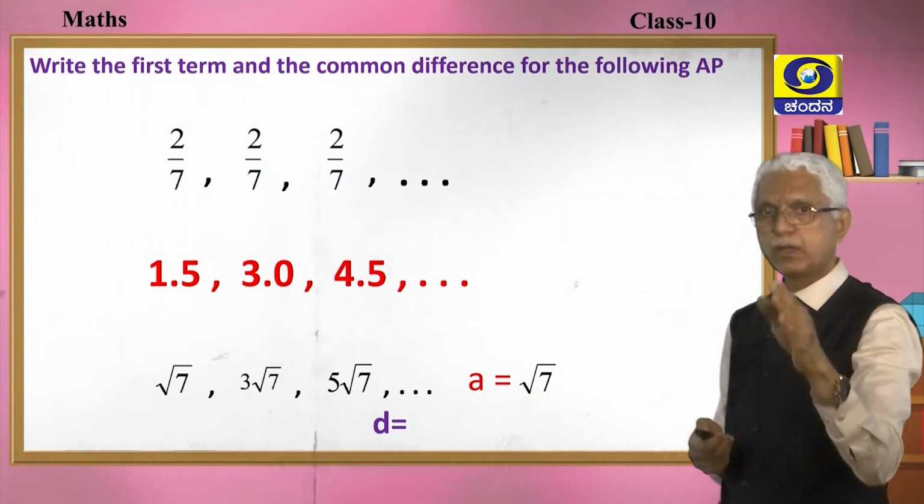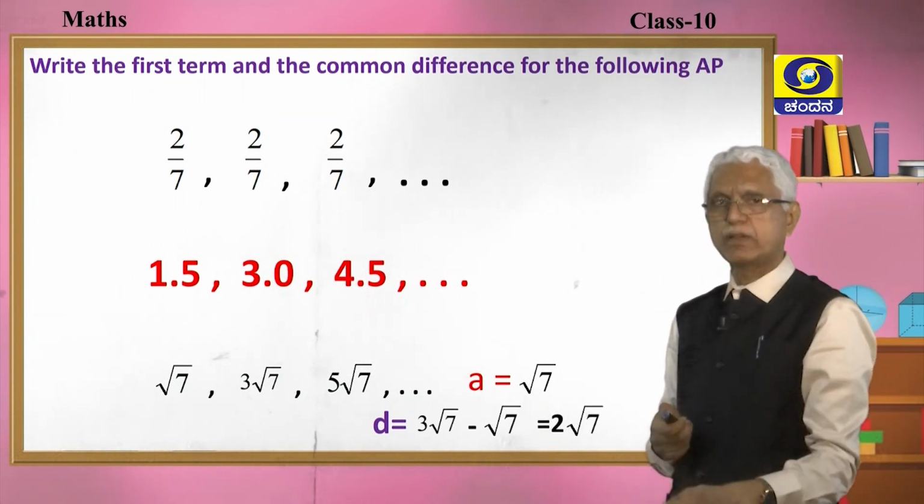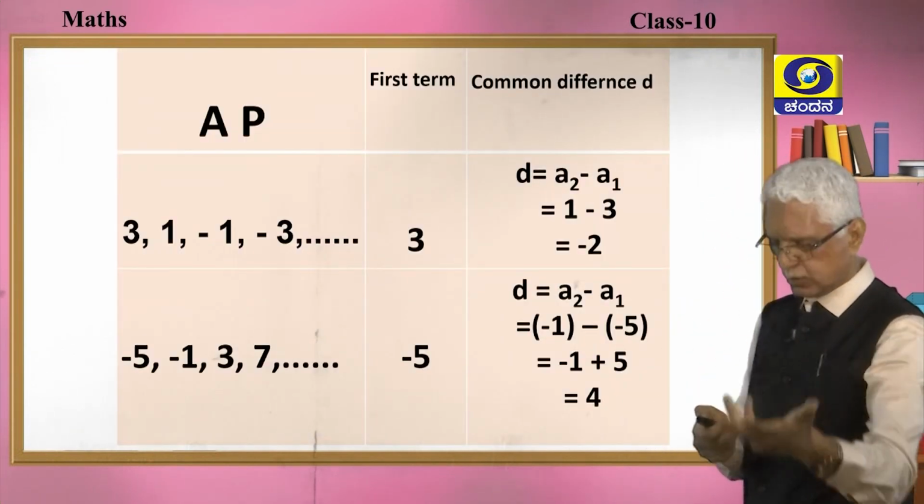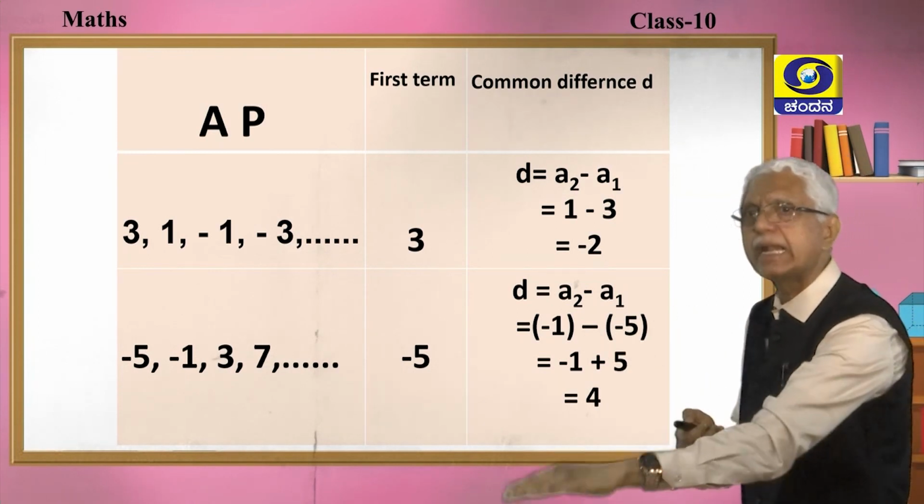Take the second example, root 7, 3 root 7, 5 root 7. What is the first term? A is the first term, root 7, and common difference was 2 root 7. To root 7, you are adding 2 root 7, right?